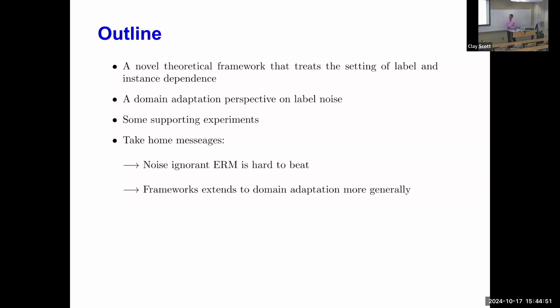And then the take-home messages of this talk. The first one you can deduce from the title. In the setting that I'll present, just doing standard empirical risk minimization with the noisy labels is very hard to beat, right? And I'll justify that theoretically and experimentally. The other is that the theoretical framework that I'll talk about actually extends to more general types of domain adaptation problems than what I'll focus on today.